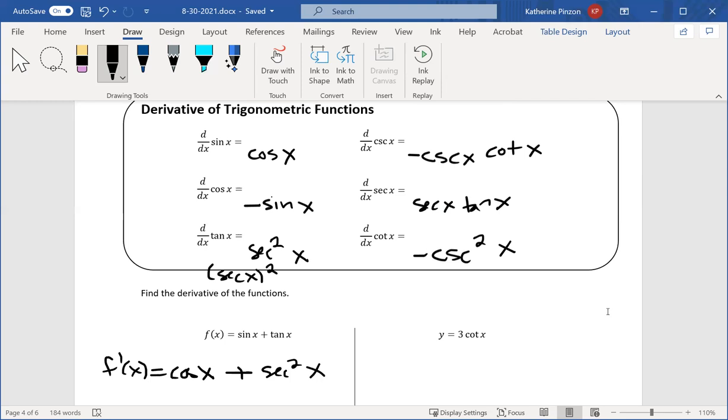Okay, if I want to find the derivative of 3 cotangent of x, I just do 3 times the derivative of cotangent. What's the derivative of cotangent? Negative cosecant squared. So the derivative of 3 cotangent is going to be negative 3, because of that negative, cosecant squared of x.